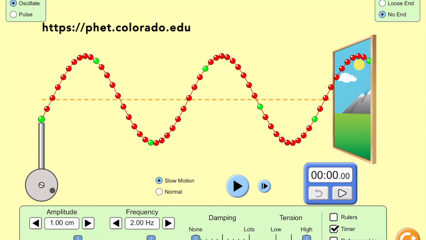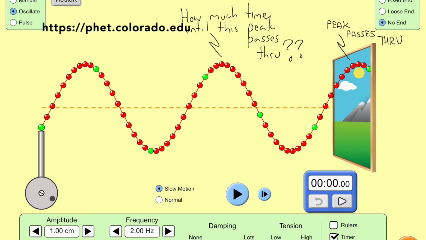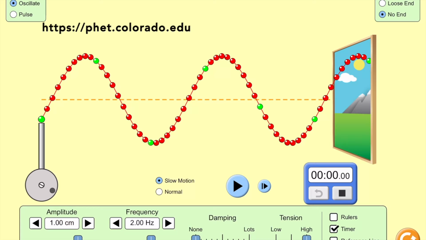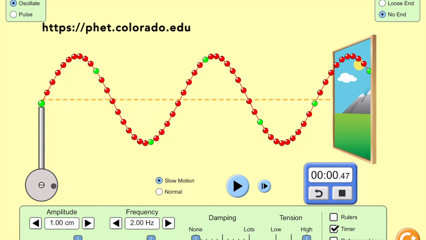The first thing I would like to do is time how long it takes for one full wave, in other words, for the next peak to come by and go through that window. So I've got my timer set, and in a second I'm going to reset it, and I'm going to try and time how long it takes for this second peak to go through. So here we go. I'm going to start the timer. Now, I should have let it go just a tiny bit more, but this is imprecise. But you can basically see it's at about 0.47, or if I had let it go just a little further, it'd be about 0.5 seconds.